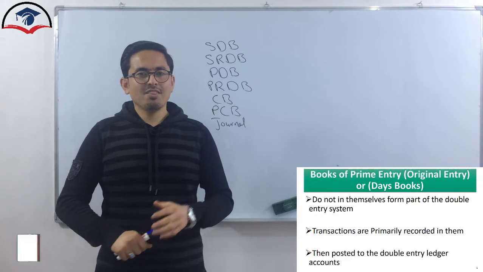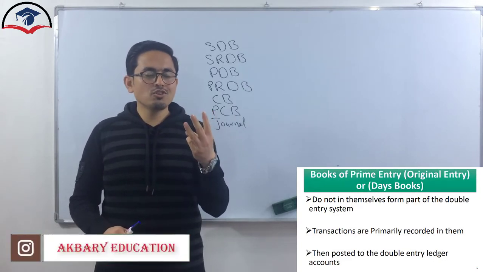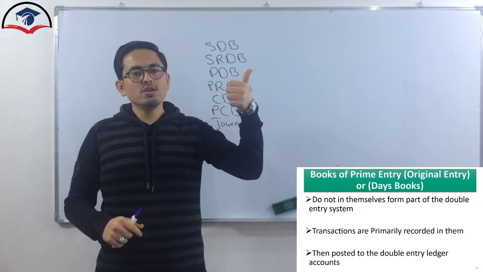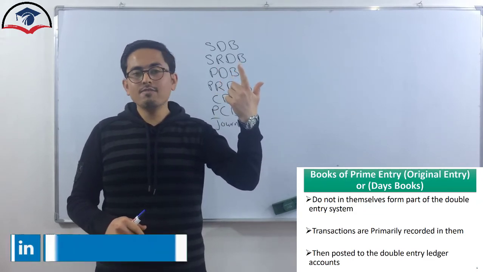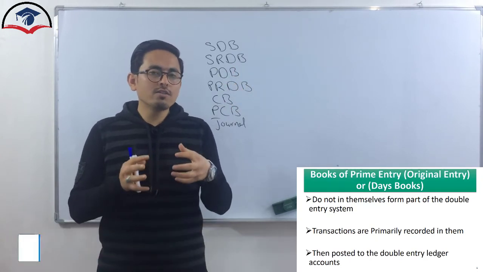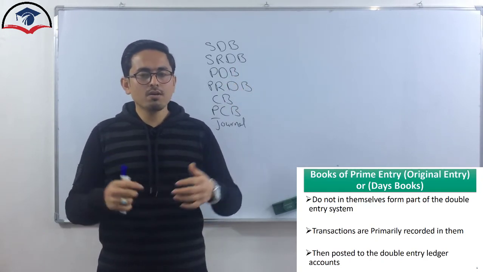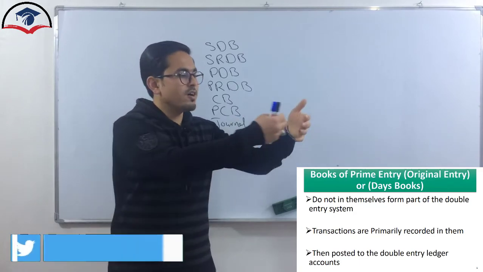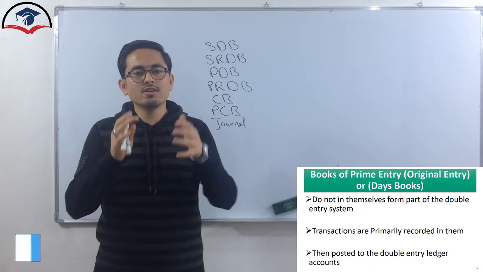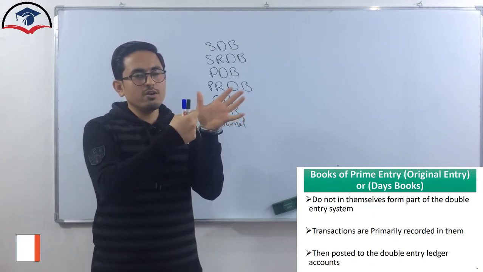First of all, there are three names given to them in international accounting: books of prime entry, books of original entry, and we can even call them day books. They are not part of the accounting system. They are not part of the double entry system. These are the initial listings, only a listing. Suppose you can consider an Excel sheet that you will record in.